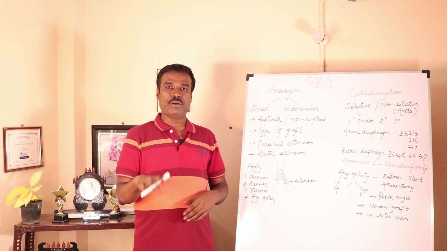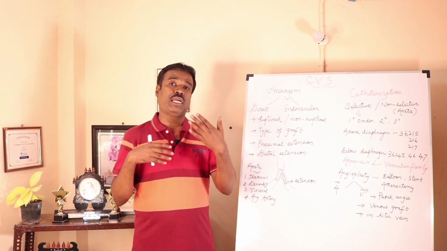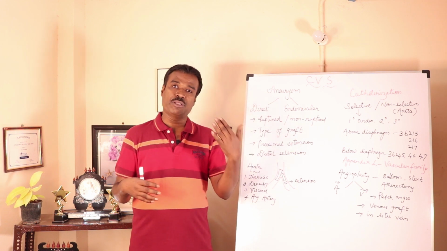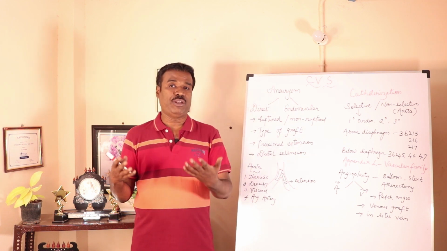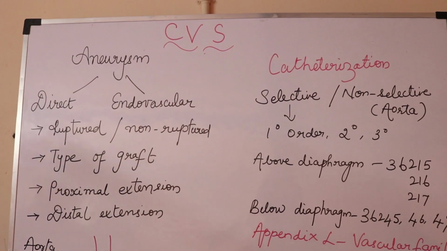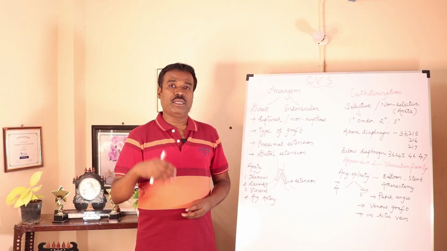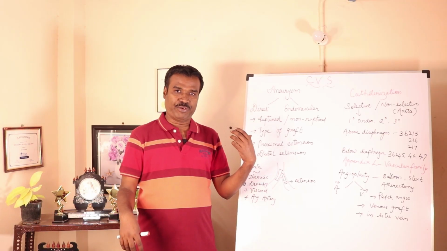For CPC purposes, you need to know what vessel is being repaired and what type of graft they have placed, whether it is open or endovascular, whether it is ruptured or non-ruptured, or whether it is a dissecting aneurysm or not. While treating it, you should know the type of graft, okay?